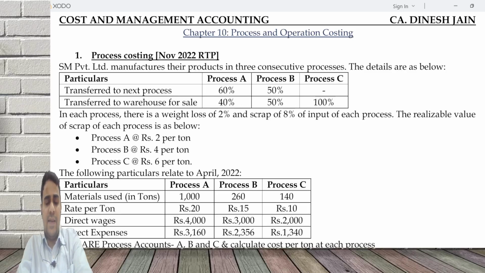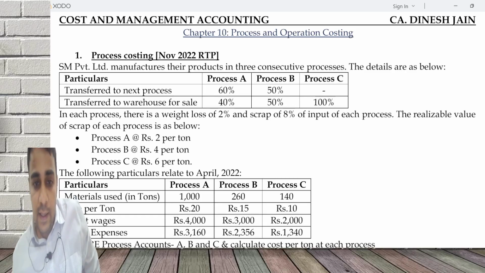SM Private Limited manufactured their products in 3 consecutive processes. Details are as follows. Process A transfers 60% to the next process. Balance 40% is transferred to warehouse for selling. Process B 50-50. Process C 100%. In each process, there is a weight loss of 2% and scrap of 8%.